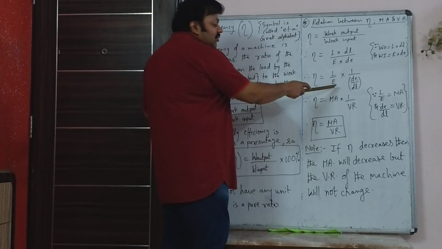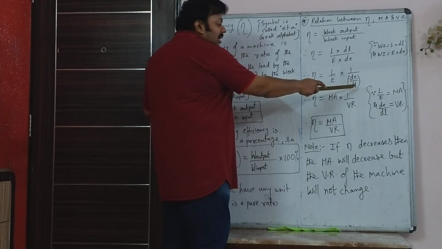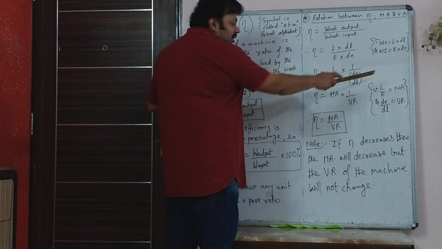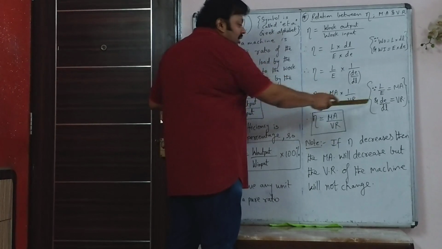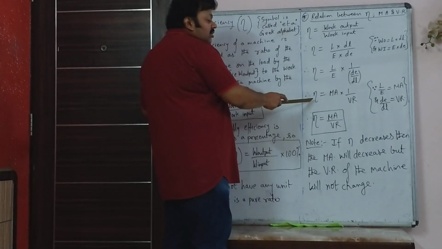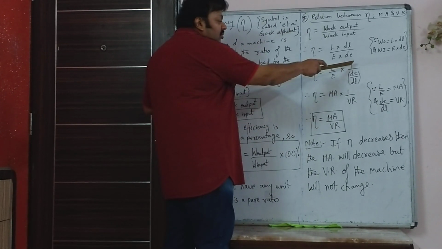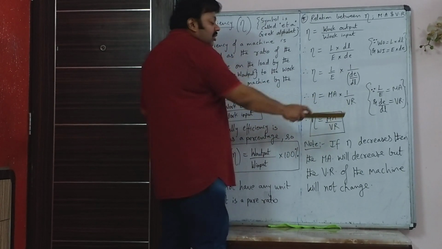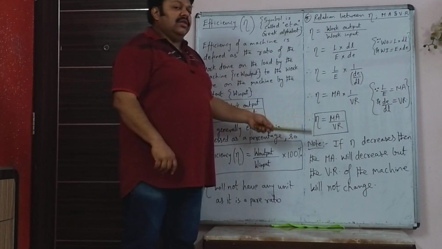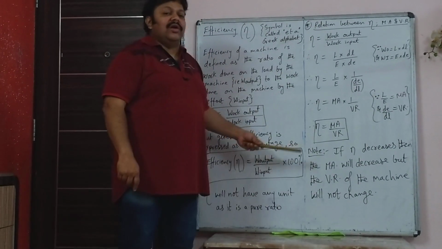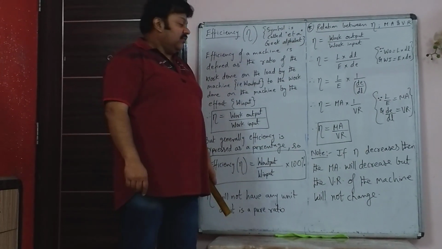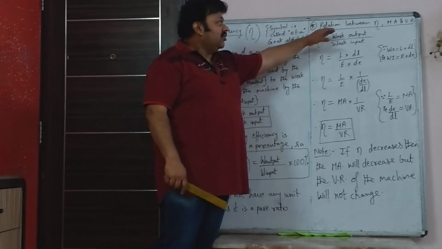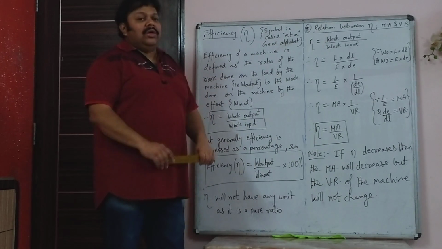But load upon effort is MA and dE by dL is VR. So we have written what is L upon E, that is MA, and dE by dL is VR. So we can write this formula, efficiency is MA into 1 upon VR, or efficiency is MA upon VR. This is another formula which we generally use in sums to find the efficiency of a machine. So this is the relation between efficiency, MA and VR.